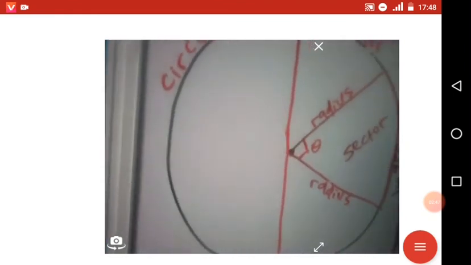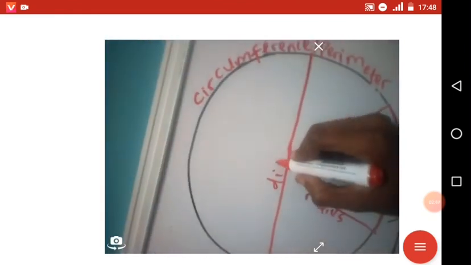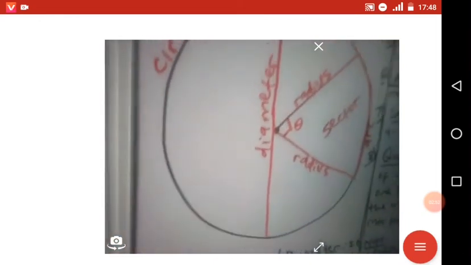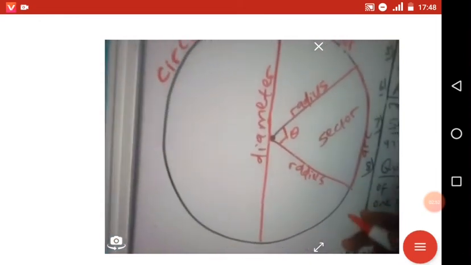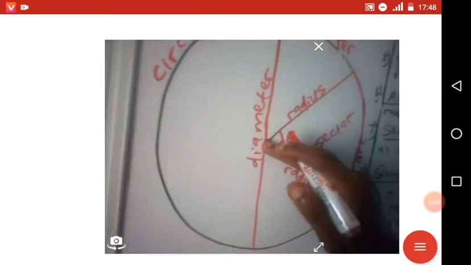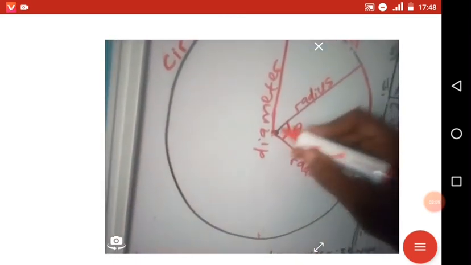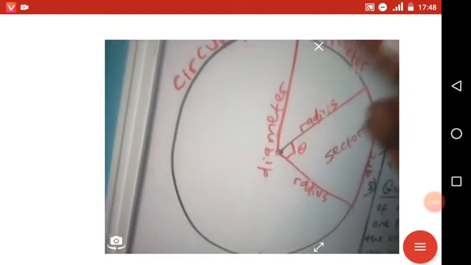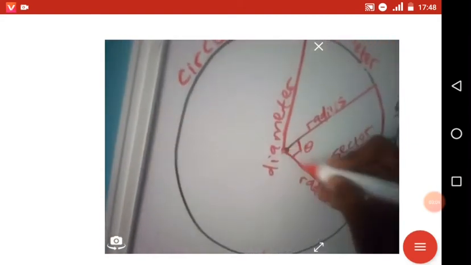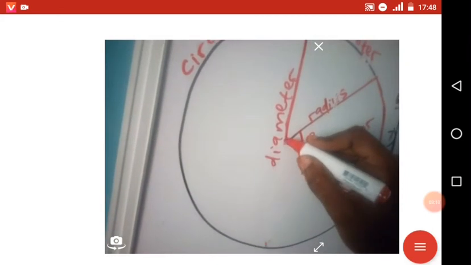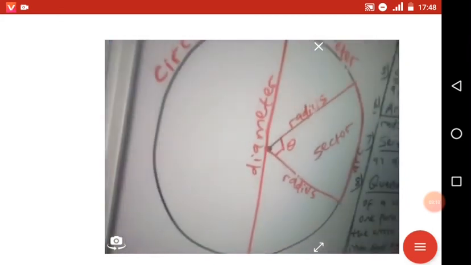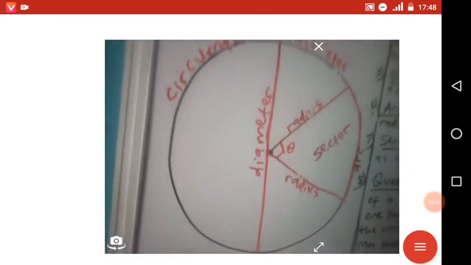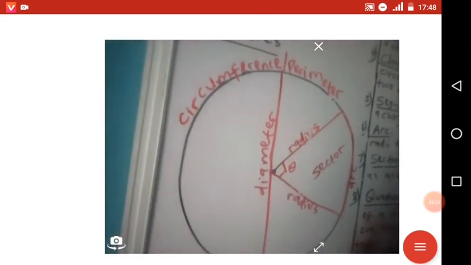Now we can draw a line that will divide a circle into two equal parts. That line is called diameter. And I would like you to know that half of diameter is radius. Notice the center. So if I divide diameter into two, I get the radius. If I multiply radius by 2, I get the diameter. So diameter equals radius times 2, and radius is diameter divided by 2. Did you get that? Good.